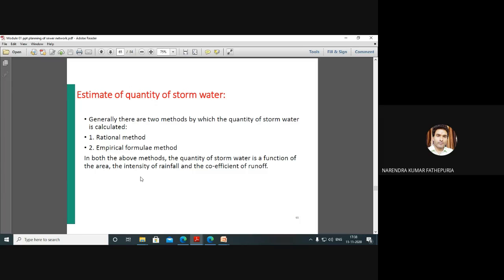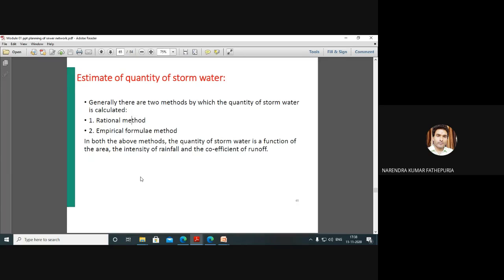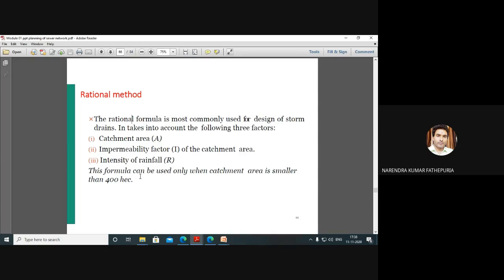There are 2 formulas, the rational formula and the empirical formula, for getting the value of storm water flow. So I will go for it. Rational formula.